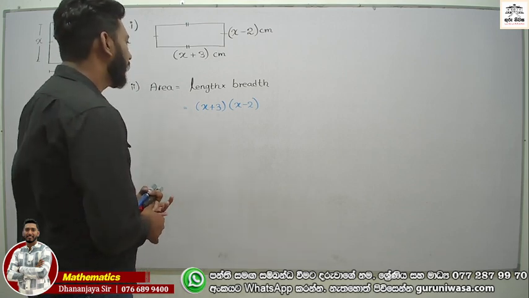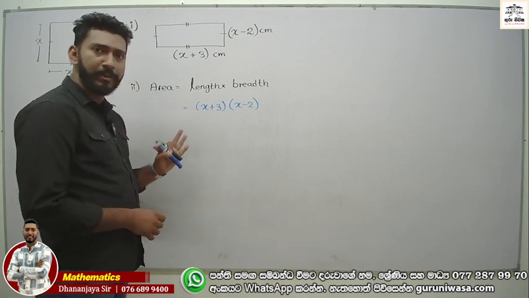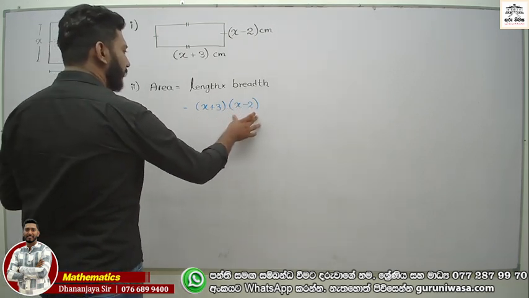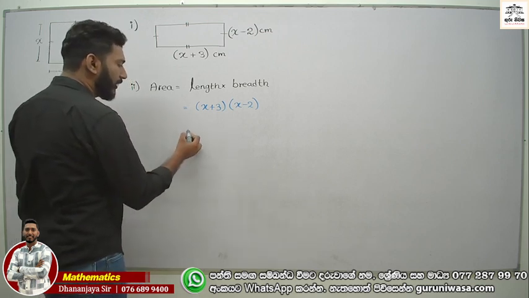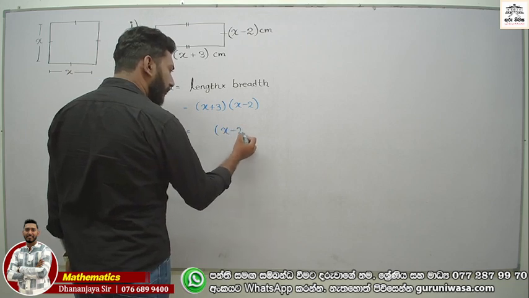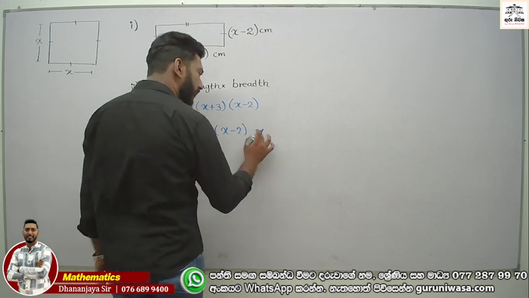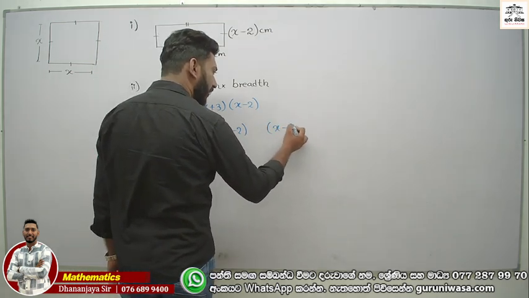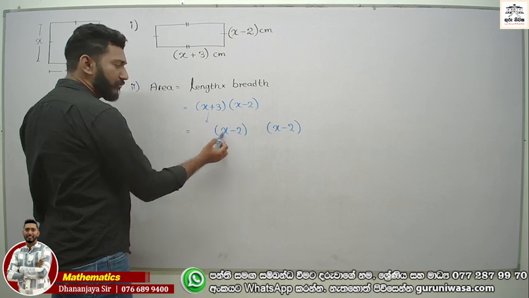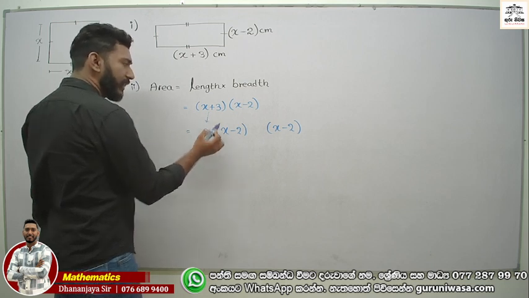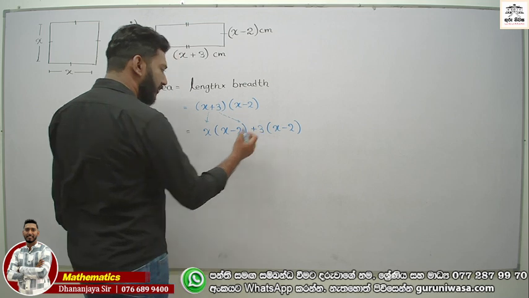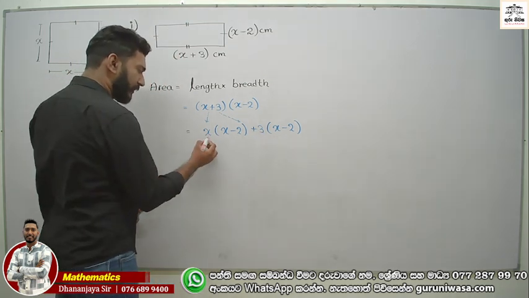Now look at the board and how to expand the brackets. This is a simple way. You need to repeat the second bracket twice. This is the second bracket, x minus 2, and you have to repeat it and keep the space, again x minus 2. Now listen. You have to put the first term in front of the first bracket and the second term in the middle of these two brackets, so plus 3. Now you can multiply like this.